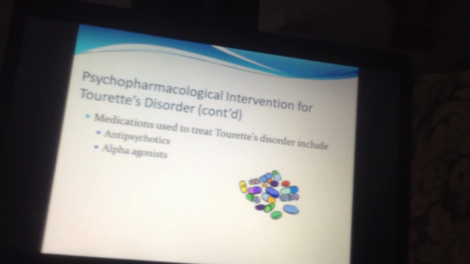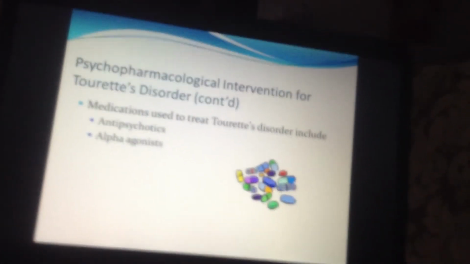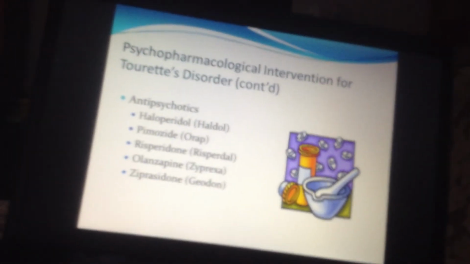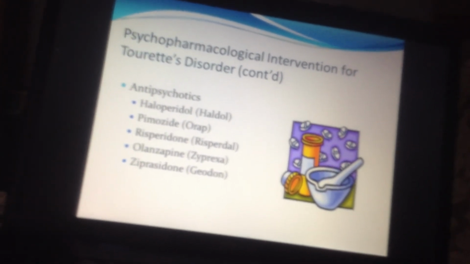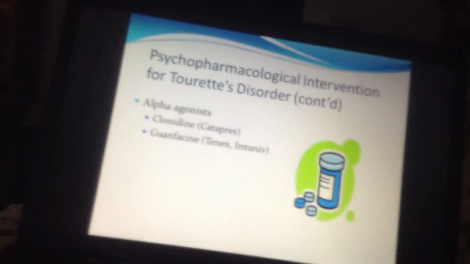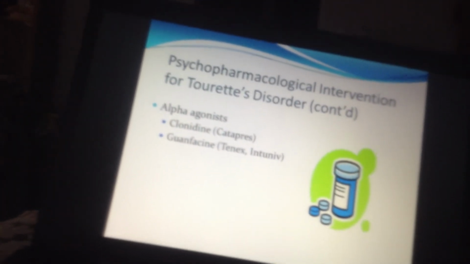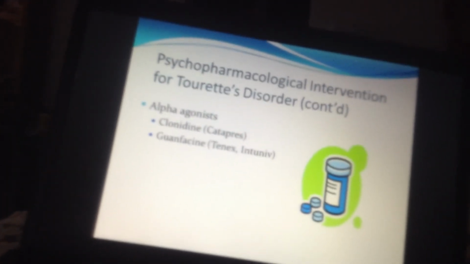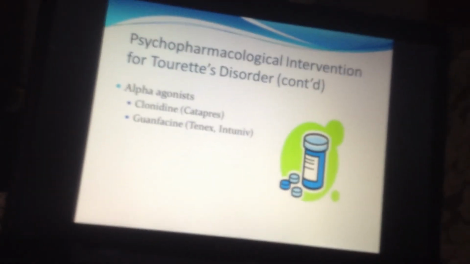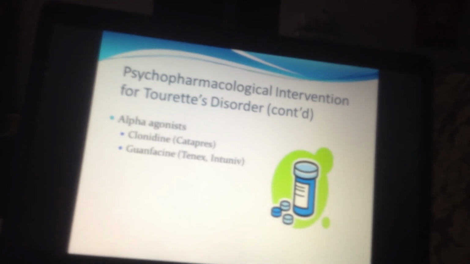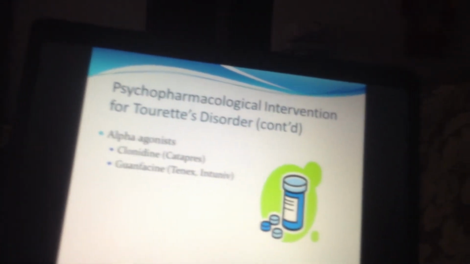With antipsychotics, these are your Haldol, Risperdal, Zyprexa, and Geodon. So you may want to look into these medications. Alpha agonists are your clonidine and Tenex. So these are the two different classes of medications that you will see in kids that have Tourette's disorder. Okay, so these are mostly to control the symptoms.